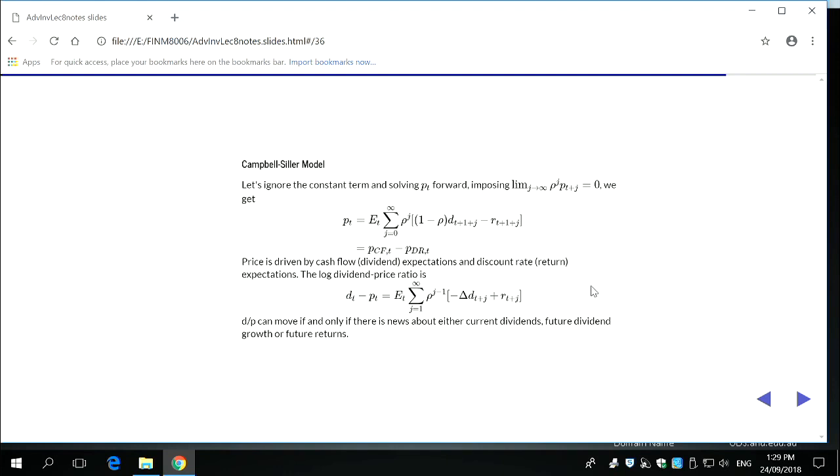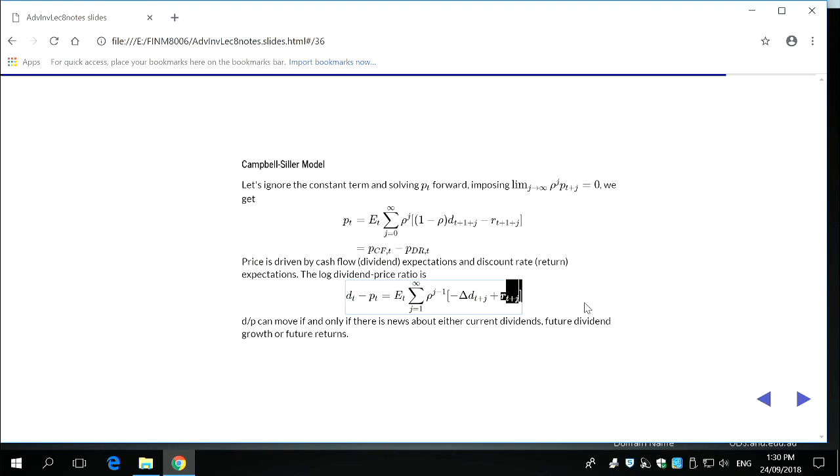So what does this equation tell us? This equation tells us the log dividend ratio can change if either of these two things changes: your future expected dividend changes, or your future discount rate changes. Right? DP can move if and only if there is news about either the future dividend growth or the future return changes. So delta D at T plus J will be the future dividend growth changes, and R at T plus J will be your future return changes.